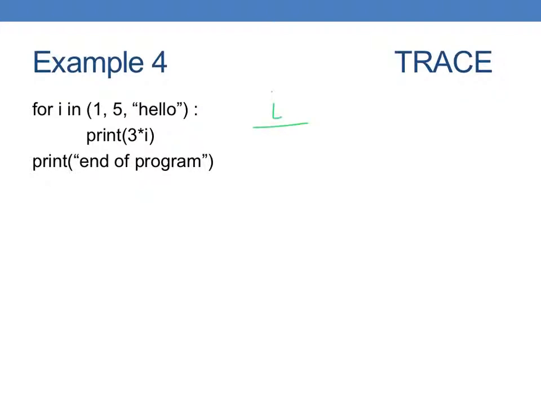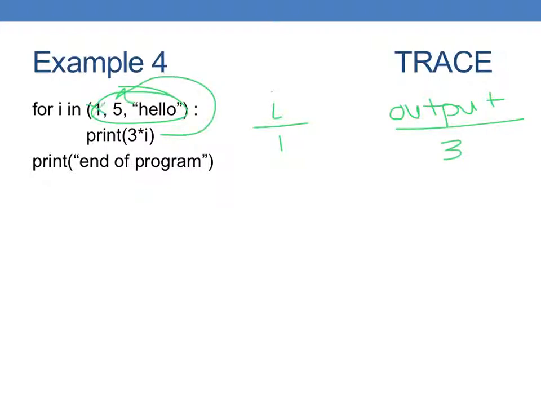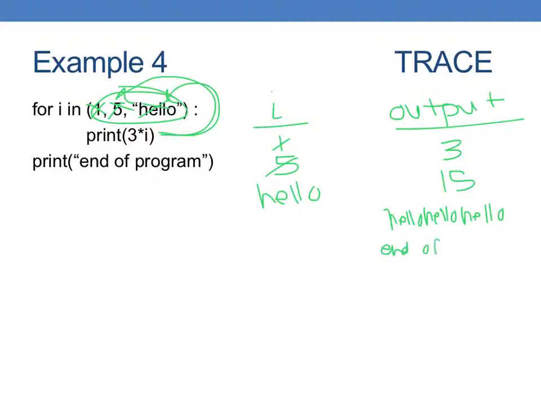So here we have for I in, and we have a list of values. So we start off with I is equal to 1. So we're going to print 3 times I to the screen, which 3 times 1 is 3. We loop back up. Now we're equal to 5. We're going to print 3 times 5, which is 15. Loop back up. We have I is equal to hello. So we're going to print 3 times hello, which is just hello, hello, hello. Just going to print the word 3 times all smushed together. Now that we've gone through all 3, it's just going to print end of program.